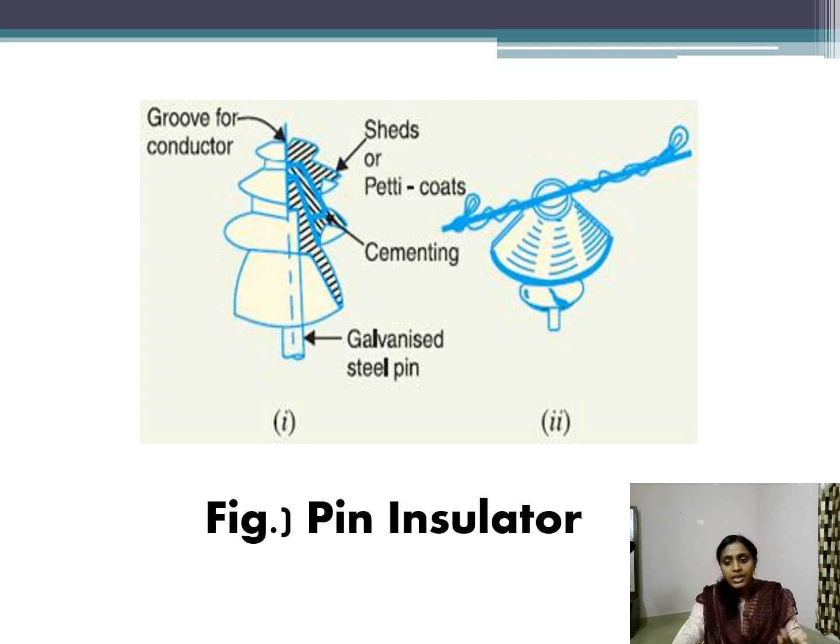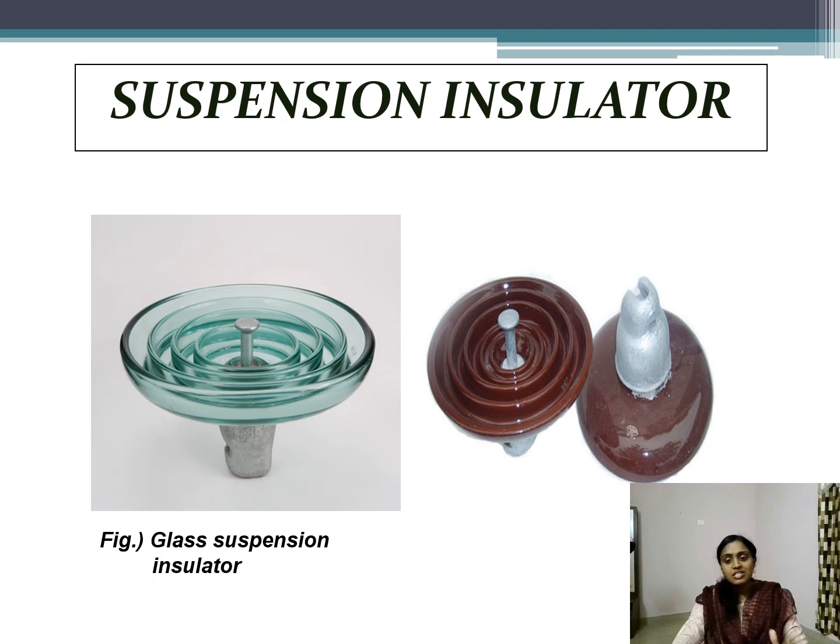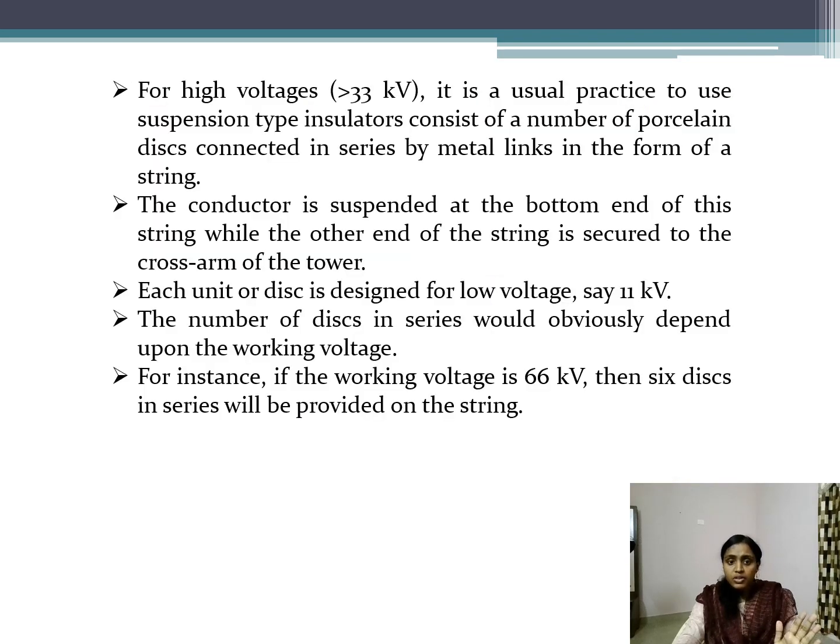Now, let's discuss about the next type insulator, that is suspension insulator. So, this is a picture of suspension insulator. For high voltage that is greater than 33 kV, it is a usual practice to use suspension type insulator that consists of a number of porcelain discs connected in series by metal links in the form of a string. The conductor is suspended at the bottom end of the string, while the other end of the string is secured to the cross arm of the tower.